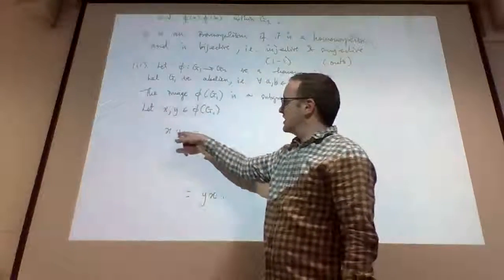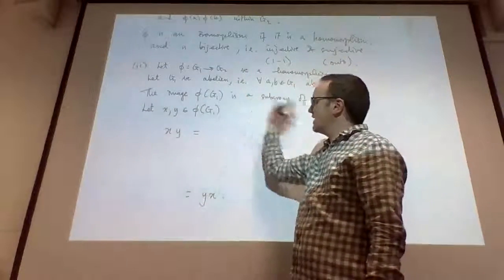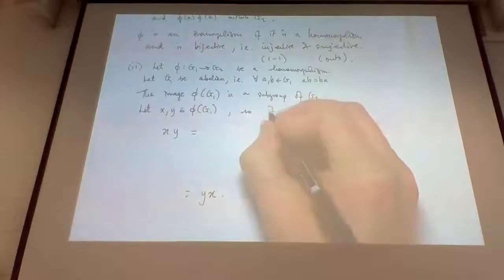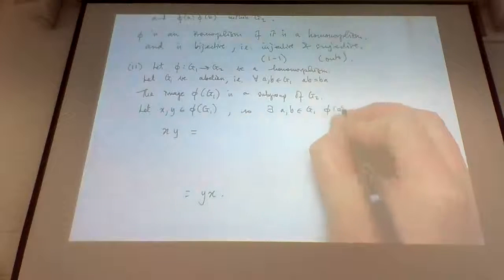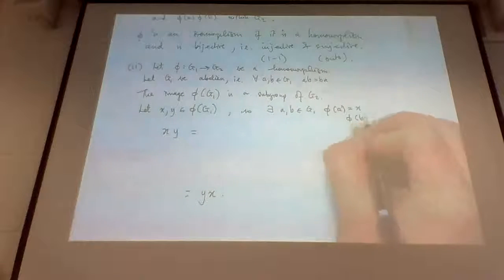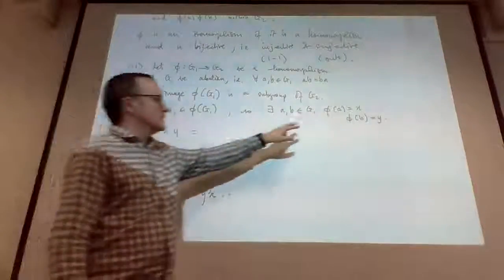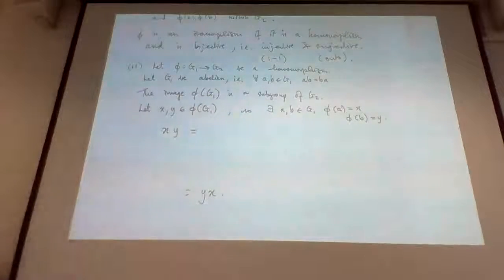So at the moment here, we've just got elements in G2. So we have to somehow bring the reference back to elements of G1. But these x and y come from G1. So there exist A and B in G1 such that phi of A is x and phi of B is y. That's what it means to be in the image phi of G1. x and y arise as values of phi applied to elements from G1.